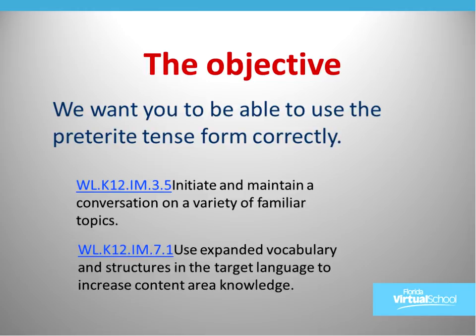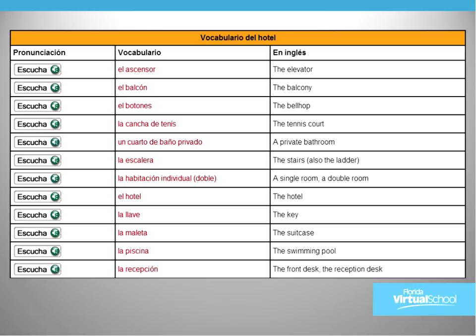So our objective for Module 3, especially 3.04 and 3.05, is using the preterite verb tense correctly. So that's going to be our goal. This is the vocabulary from your 3.04 lesson. So lesson 3.04, if you scroll to the bottom and click on El Vocabulario Nuevo, the new vocabulary, this is what you'll see, okay?